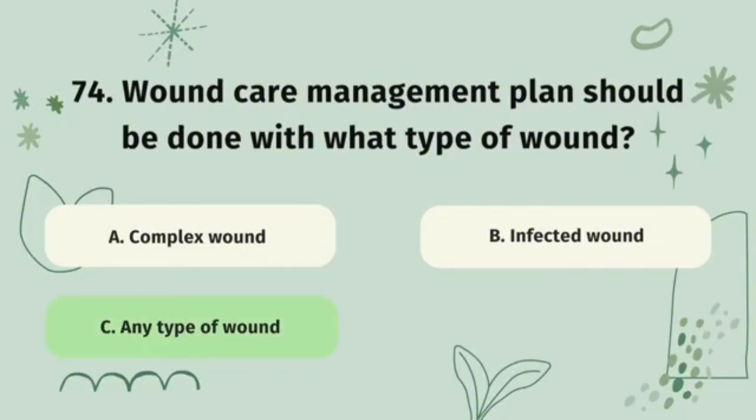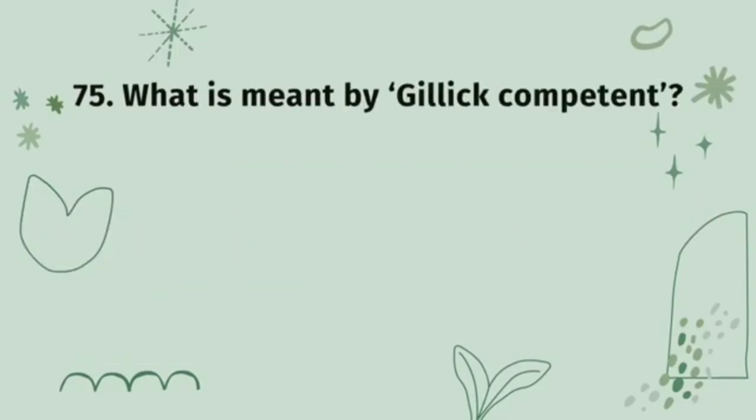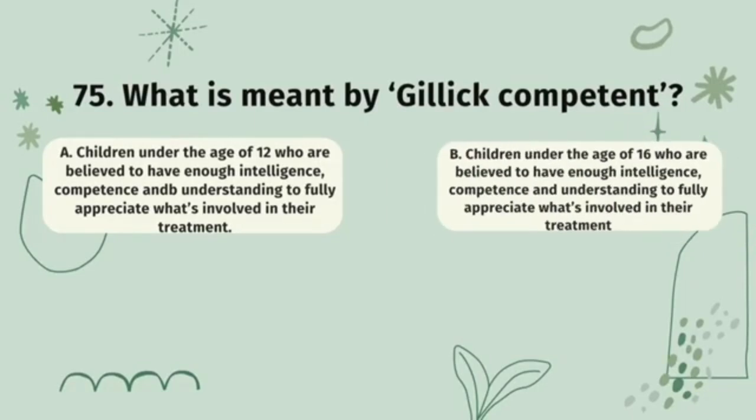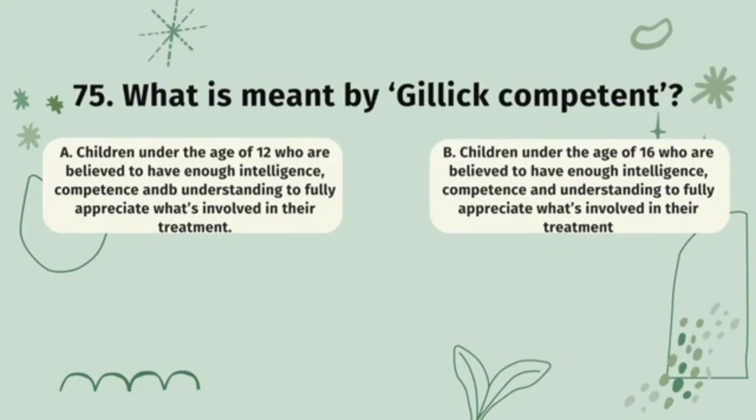The correct answer is C. Question 75. What is meant by Gillick competent? Option A. Children under the age of 12 who are believed to have enough intelligence, competence, and understanding to fully appreciate what's involved in their treatment. Option B. Children under the age of 16 who are believed to have enough intelligence, competence and understanding to fully appreciate what's involved in their treatment.